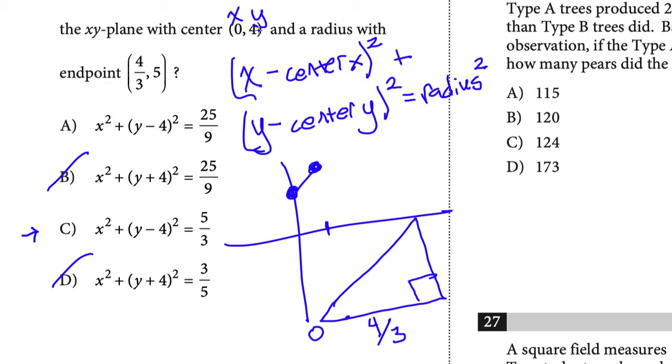And then how much did I move from 4 to 5? Raise your hand. Easy question. How much did I move from 4 to 5? Jose? 1. Yeah, so I moved 1. So there's my right triangle.